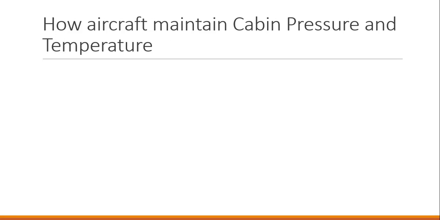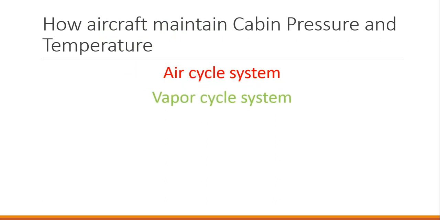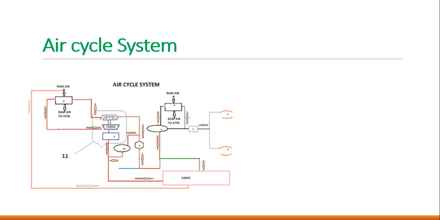We will see how to maintain cabin pressure and temperature inside an aircraft. There are two types of methods to maintain cabin pressure and temperature. One is the air cycle system, which is an efficient system for maintaining the cabin pressure and temperature, and another one is the vapor cycle system. Now we will see the air cycle system for maintaining the pressure and temperature.